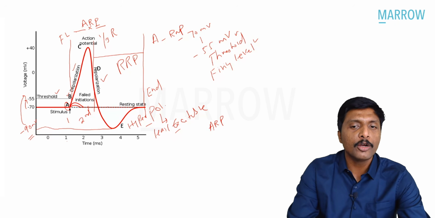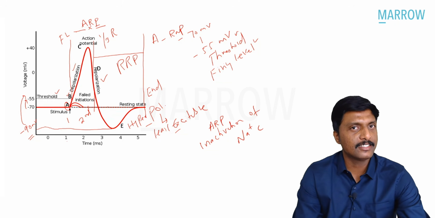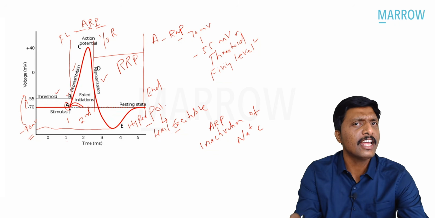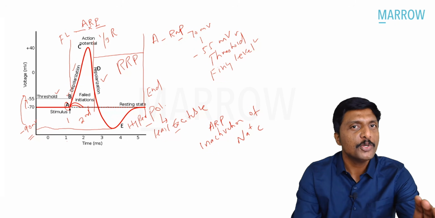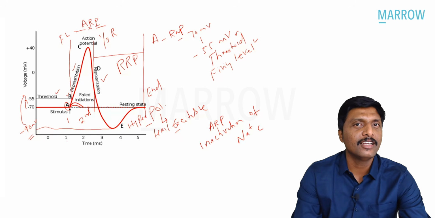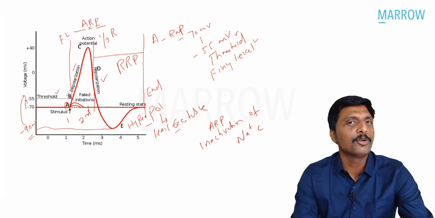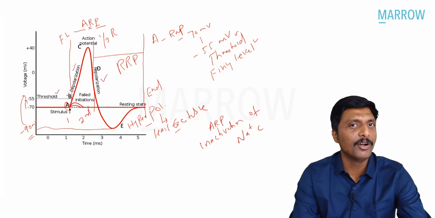Why? It is because of inactivation of which important channel? Sodium channels that are responsible for depolarization. They are in an absolute inactivation state during the absolute refractory period. If you give the second stimulus during the absolute refractory period, you will not get another action potential. That nerve will not respond.